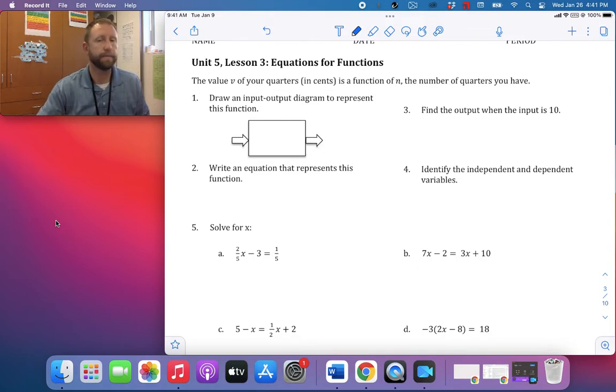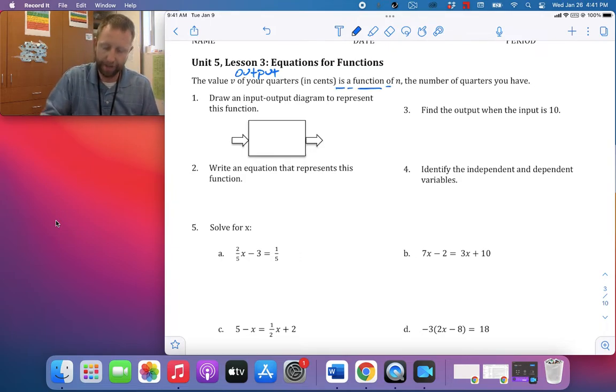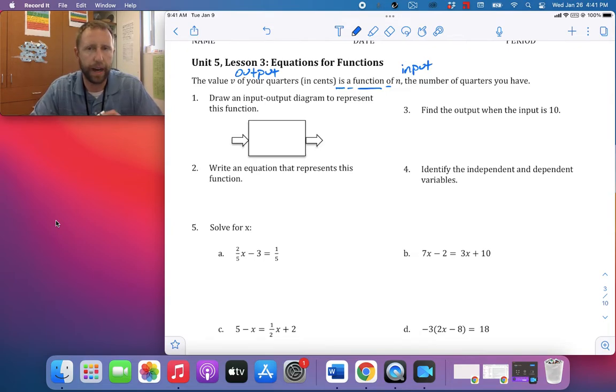So I've got here number 1 says the value v of your quarters in cents is a function of n, the number of quarters you have. So remember, when we say these function statements, we're almost always saying the output first, and then after you say that phrase "is a function of," that's your input. So we talked about that with lesson 2.